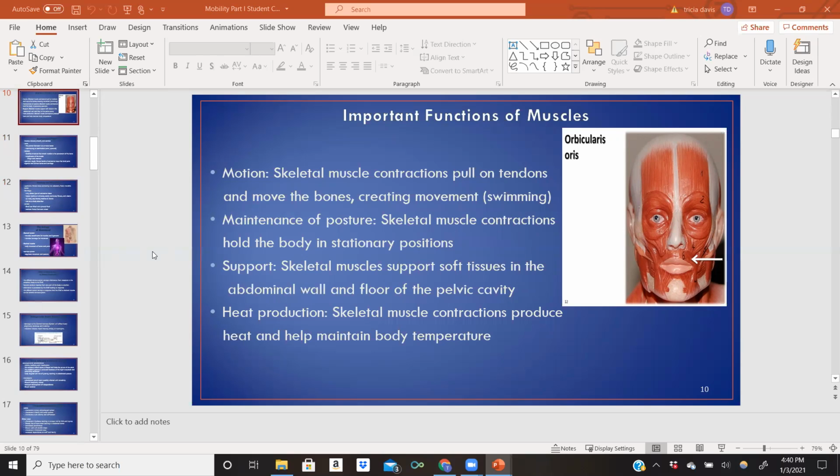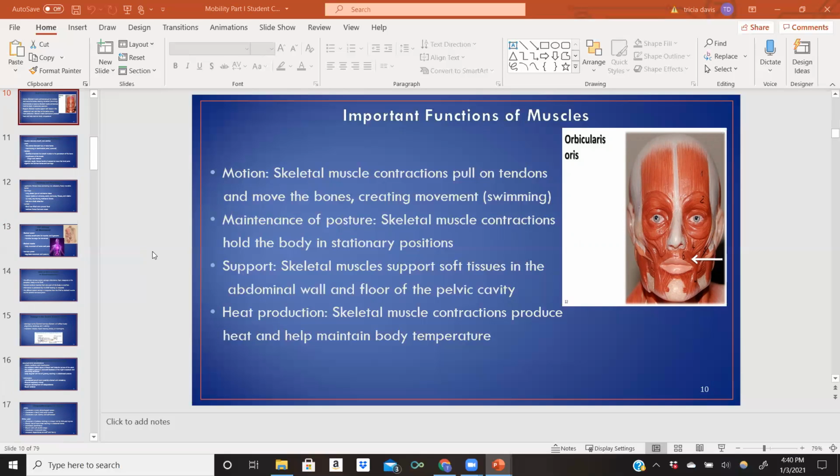So movement is going to result from a skeletal muscle contracting and then exerting that force on a tendon, which in turn helps to pull on a bone. The excitability, contractibility, extensibility, and elasticity of the muscles enable them to perform 4 important functions for the body through contraction.